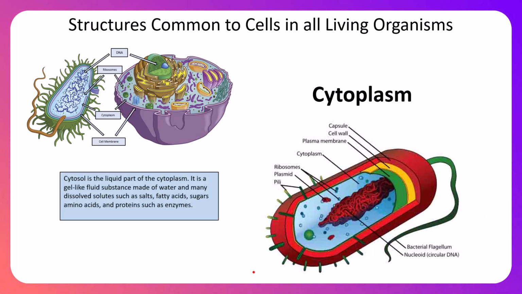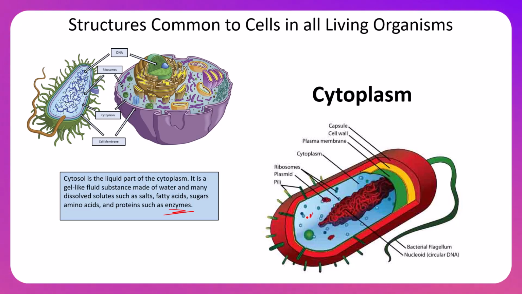Cytoplasm is another one of the common structures that are found in all living things. Cytosol is the liquid part of the cytoplasm. It is a gel-like fluid substance made of water and many dissolved solutes such as salts, fatty acids, sugars, amino acids, and proteins such as enzymes. So there are a variety of structures within the cytoplasm that allow a lot of biological metabolic processes to take place within the cytoplasm. Both eukaryotic and prokaryotic cells contain the cytoplasm.